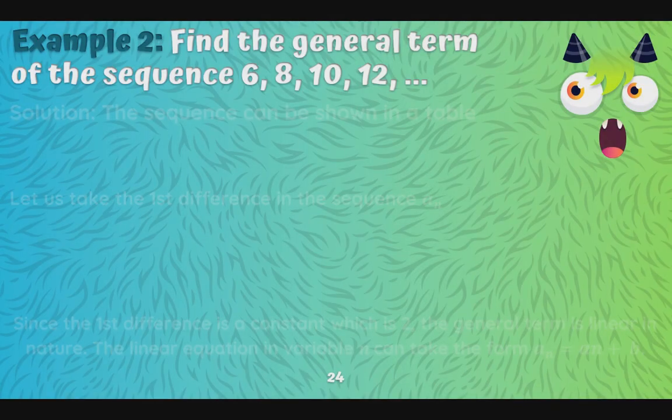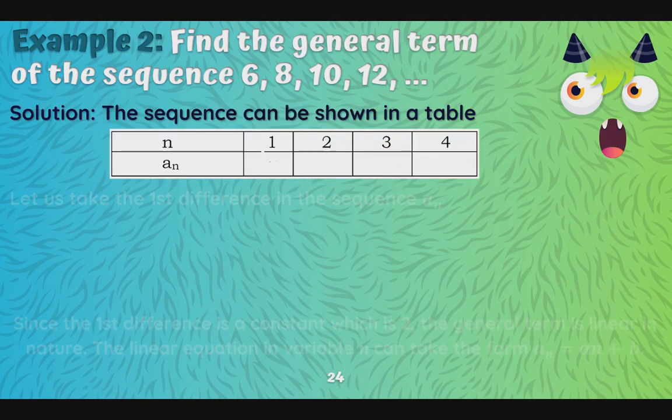Okay, next, example number 2. The sequence can be shown in the table. So, example number 2 natin, sinabi na kailangan natin hanapin ang general term kung ang sequence natin ay 6, 8, 10, 12, and so on. So, if our n is 1, A sub n or A sub 1 or the first term will be 6, 8, 10, 12.